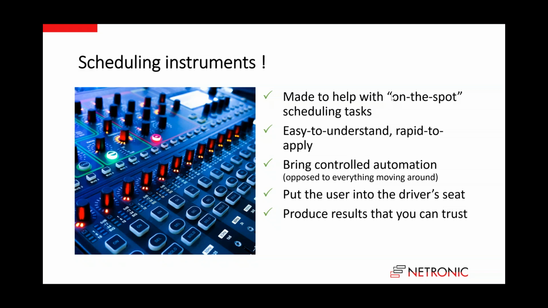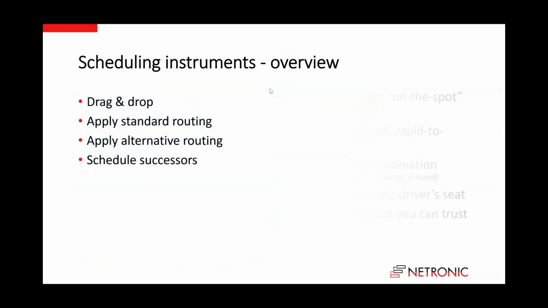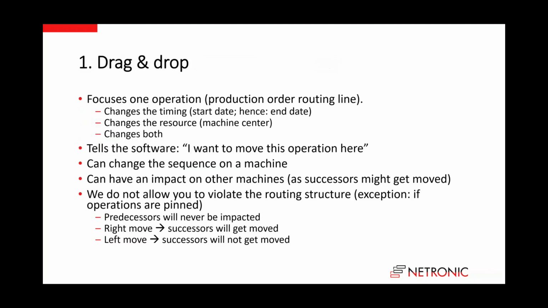So we have the scheduling instruments that I spoke about before. And actually right now we have 4 types of scheduling instruments. The one is where we looked at already. This is the drag and drop, because with the drag and drop you do scheduling, and it focuses on one operation, so one production order routing line. So as you saw before in the demo, you can just drag one of these boxes, move it around. And so you change the timing, you can change the resource, or you can change both.